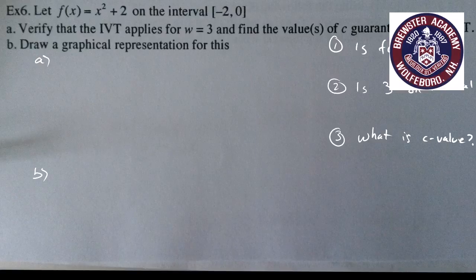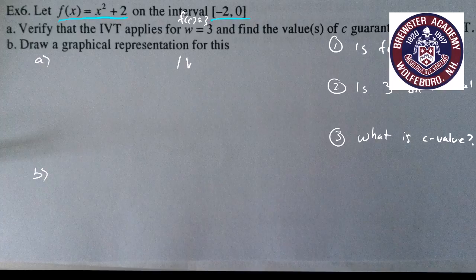If we want our f of x to be x squared plus 2, let's try that again. x squared plus 2 on the interval from negative 2 to 0, then we want to use the intermediate value theorem to say that our w equals 3, or our f of c equals 3, and find the values of c that are guaranteed by the theorem.